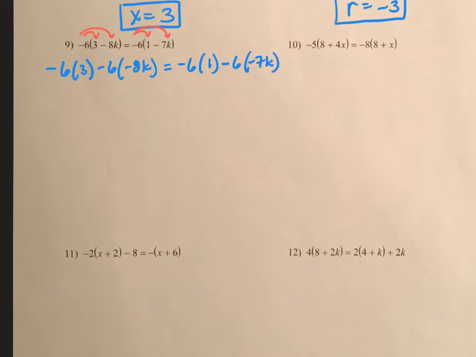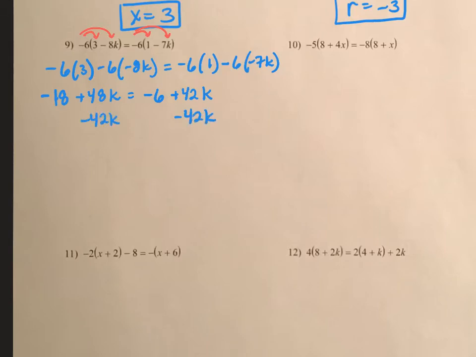So now this left side, I've got negative 18. A negative 6 and an 8k is a positive 48k. On the right side, negative 6 times 1 is negative 6. And then negative 6 times negative 7k is a positive 42k. Now there's no combining like terms. I move my smallest variable. My smallest variable is 42k, so minus 42k, minus 42k.